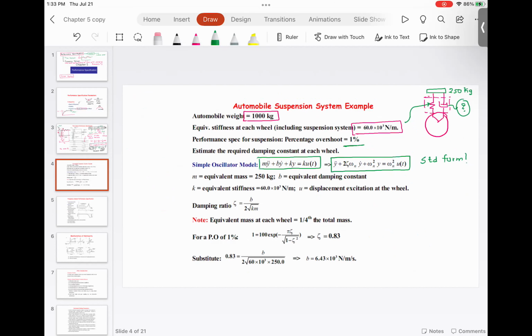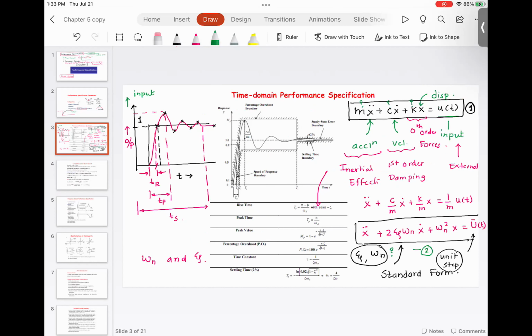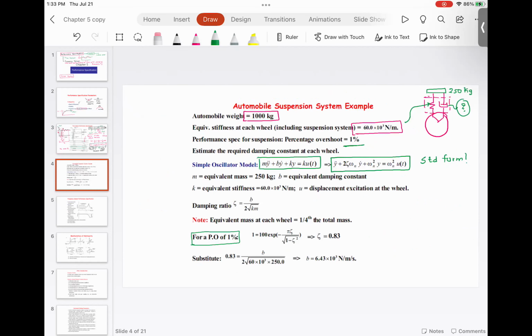So what is he saying? He's saying that the percentage overshoot should be 1%. So what I would do is go here and pick up the equation for percentage overshoot. This is the equation. Put it over here, plug in the value for 1% overshoot, and then find the value of zeta, which is 0.83.